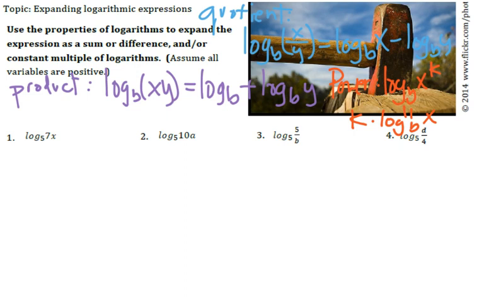Now these first couple are pretty simple. So this first one we have log base 5 of 7 times x. So we're going to use the product rule. So we split it up and go log base 5 of 7 plus log base 5 of x, and that's it.